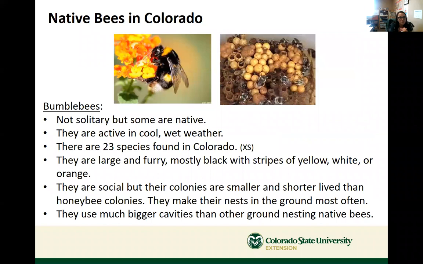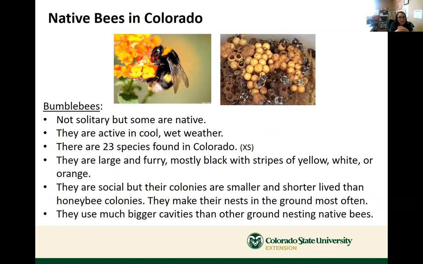And bumblebees, of course, this is actually not a solitary bee. Bumblebees are social. Some are native to Colorado, and they don't make a typical hive like a honeybee. They make this kind of pot-shaped hive that you see on the right here. They're more active in cool weather and in wet weather. We have 23 species found in Colorado, so a lot of different species of bumblebees. They're large and they're furry. They're hard to miss when one goes by you. Mostly are black. Some have stripes of yellow, white, or orange.